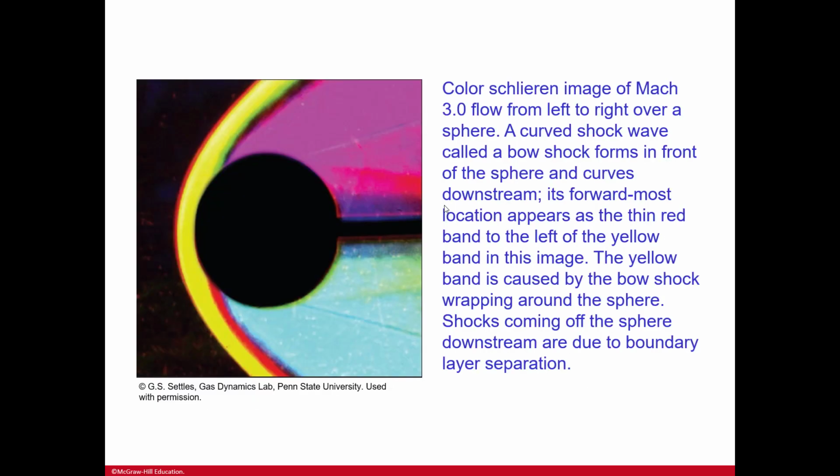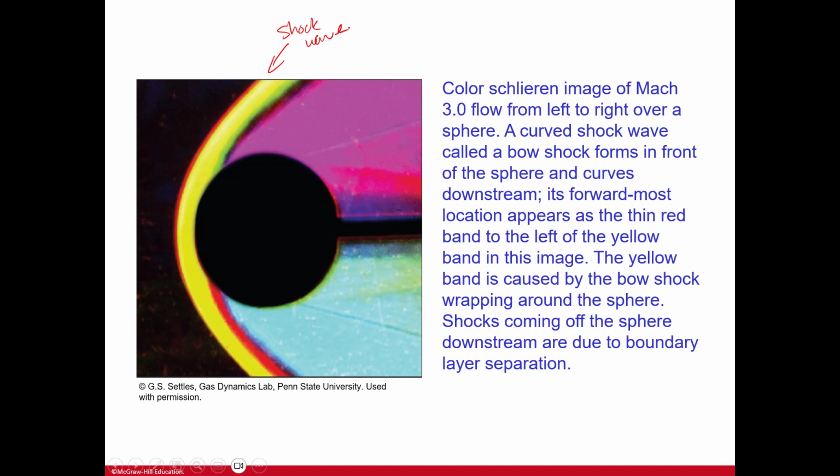And here's a Schlieren image of Mach 3 flow from left to right over a sphere. A curved shock wave called a bow shock forms in front of the sphere. So this is the shock wave here. I'll just draw an arrow to it. You have a shock wave.